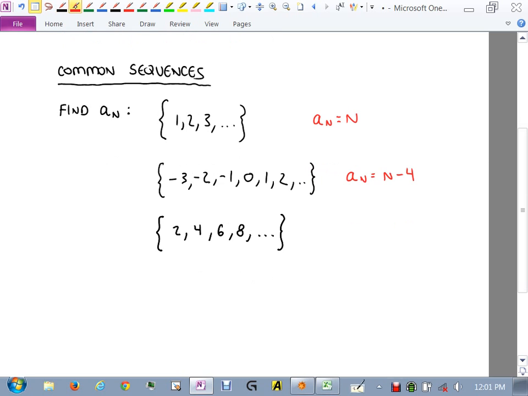N times 2 or 2n. Those are just going to give you your even numbers, right? Okay, I'll put a star next to this one. You need to know how to get the even numbers very easily, all right? 2n. I mean, all of these should be starred, but that one comes up often enough. Okay, let's see about this.